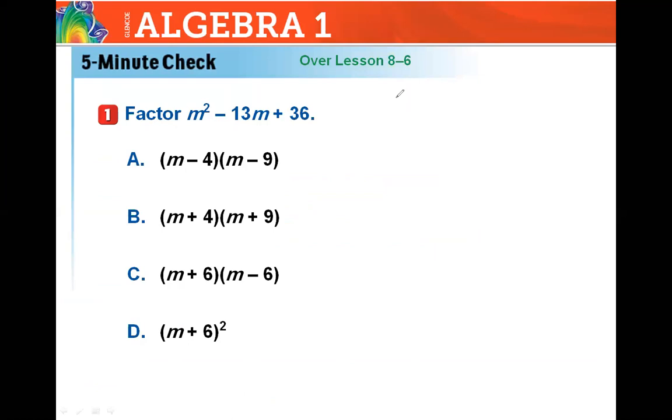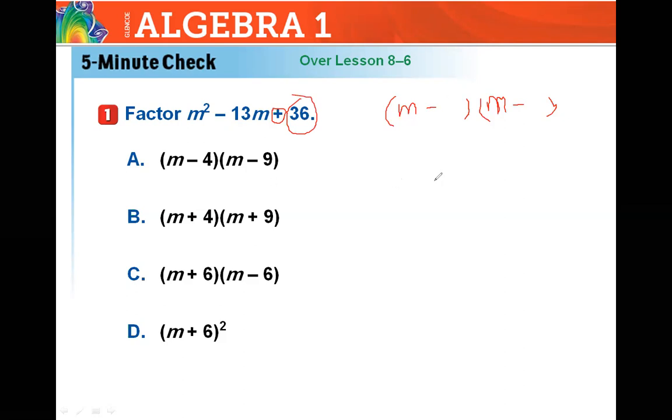Make two brackets. I write first here m and here m. Two different signs? No, the last sign is positive, so it means both signs are the same. Because the middle sign is negative, we have negative here and negative here. Okay. What about 36? I put it on the right.